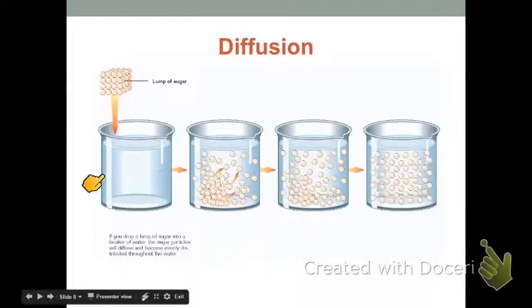Here's a good example of diffusion with a sugar cube. If we drop a sugar cube in water, over time those molecules will diffuse to dynamic equilibrium. This would be an even better diagram if we were showing those molecules continually moving at equal rates all around this beaker of solution.